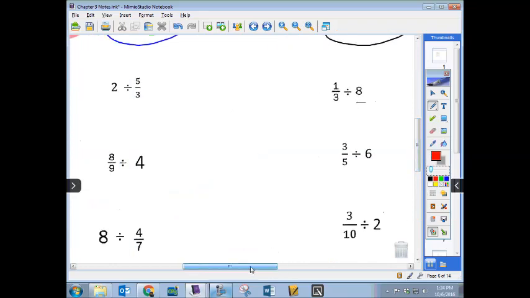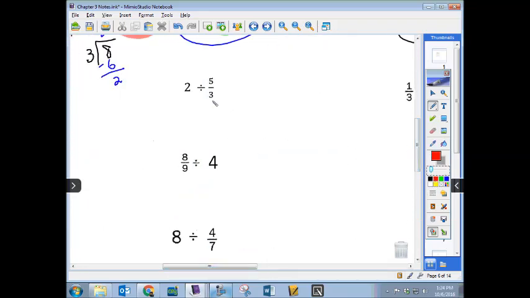Let's go up and do a couple more here. All right? 2 divided by 5/3. Okay, let's do the 2 steps. Step number 1, put them both in fraction form. And by the way, some of you are going to want to skip steps when you do this. You're going to want to just, no, look how I'm doing it. You're going to do a 1 and a 2 every time. This is the way I want it done.